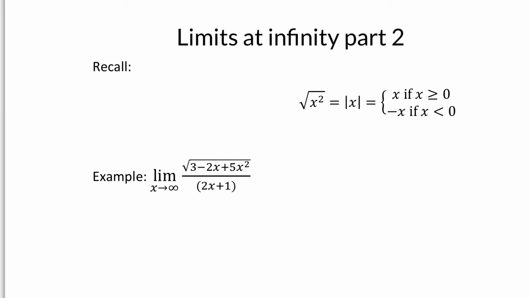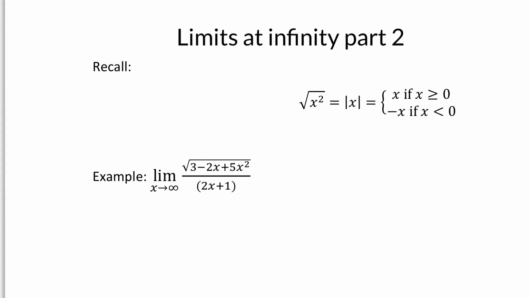Hello, in this video we're going to look at limits at infinity, part 2. So just to remember, the square root of x squared is not actually equal to x. It's equal to the absolute value of x, or you can think of it as plus or minus x. It's going to be plus x when x is greater than or equal to 0, but it's going to be negative x when x is less than 0.